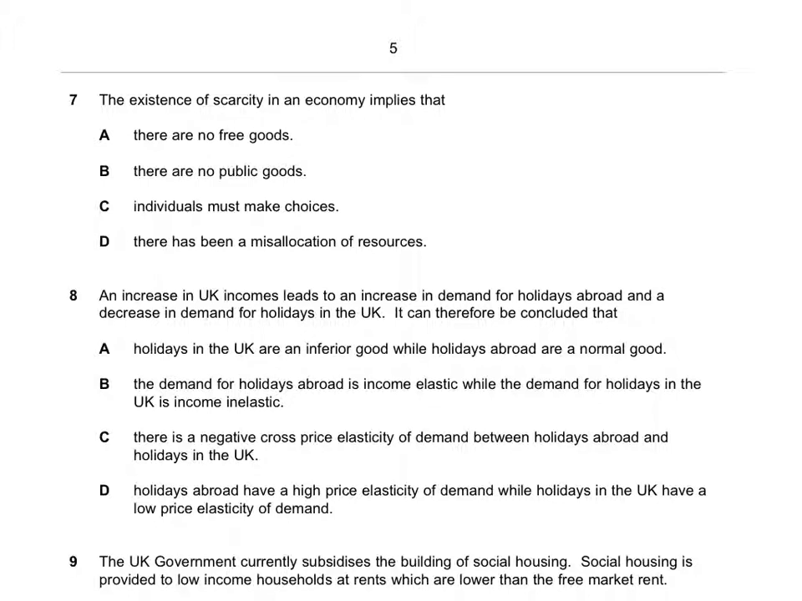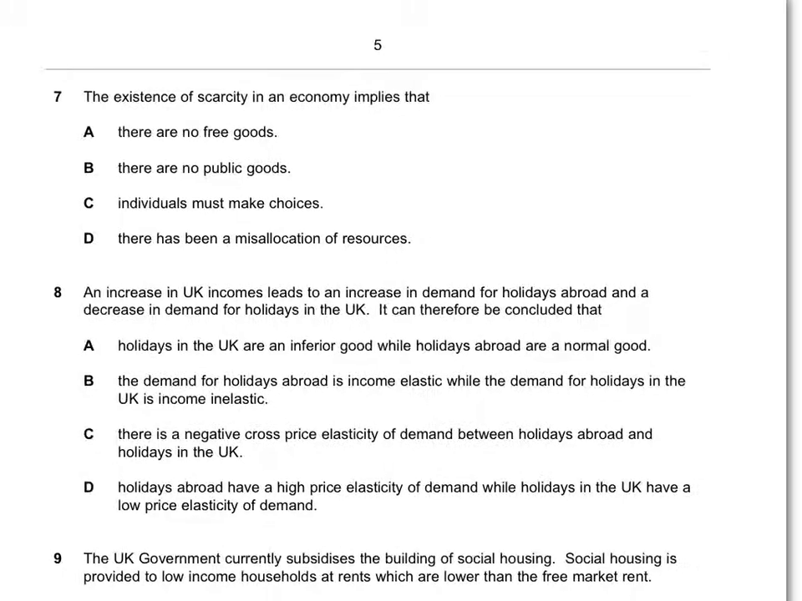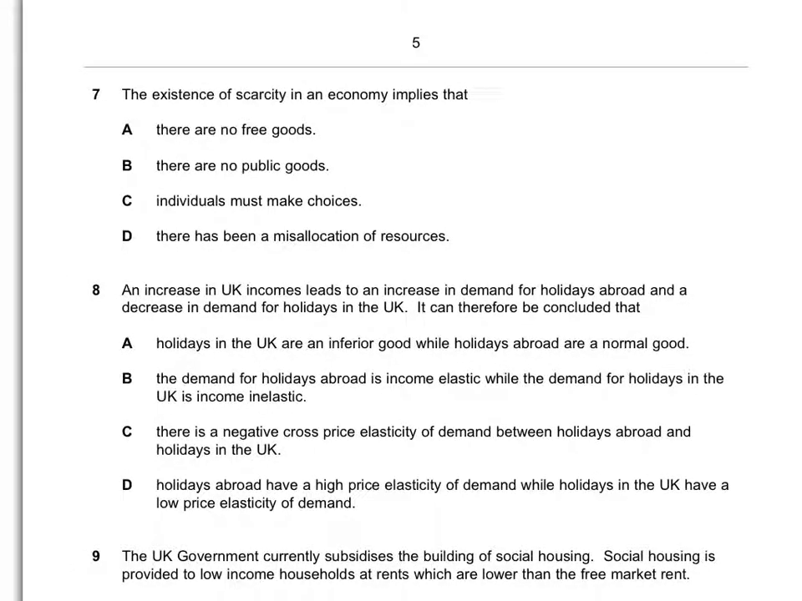Question 8 requires a bit of careful reading, and I would always focus on the keywords in the question. So it tells us here something is happening with income, and as a result demand for two different products is shifting. So the only conclusions we can draw are about income elasticity. So we can eliminate C and we can eliminate D.